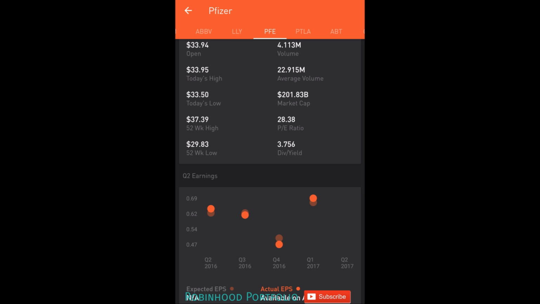However, if the PE ratio is very high and there's really no growth, the company is probably overpriced. So I hope that makes sense. PE ratio, very easy to calculate.